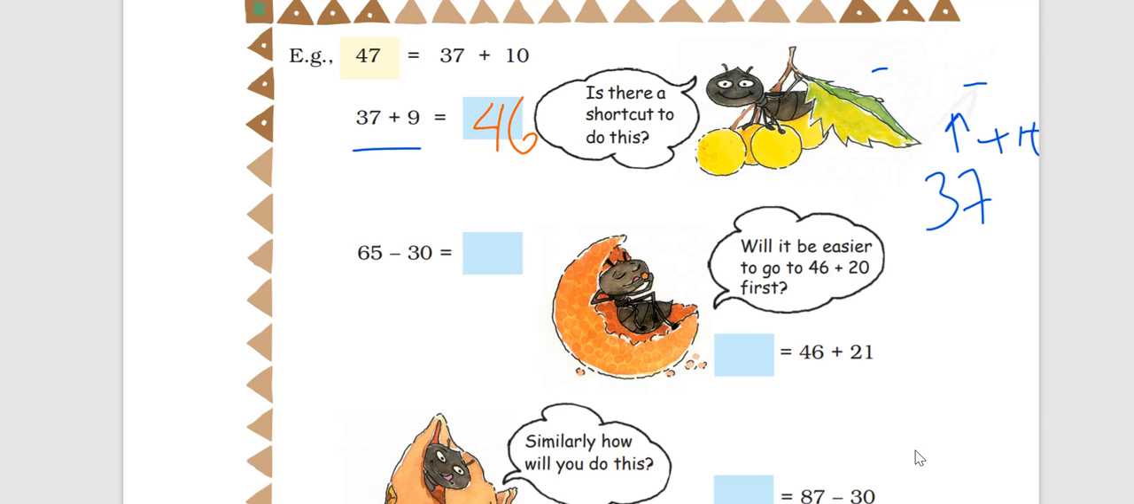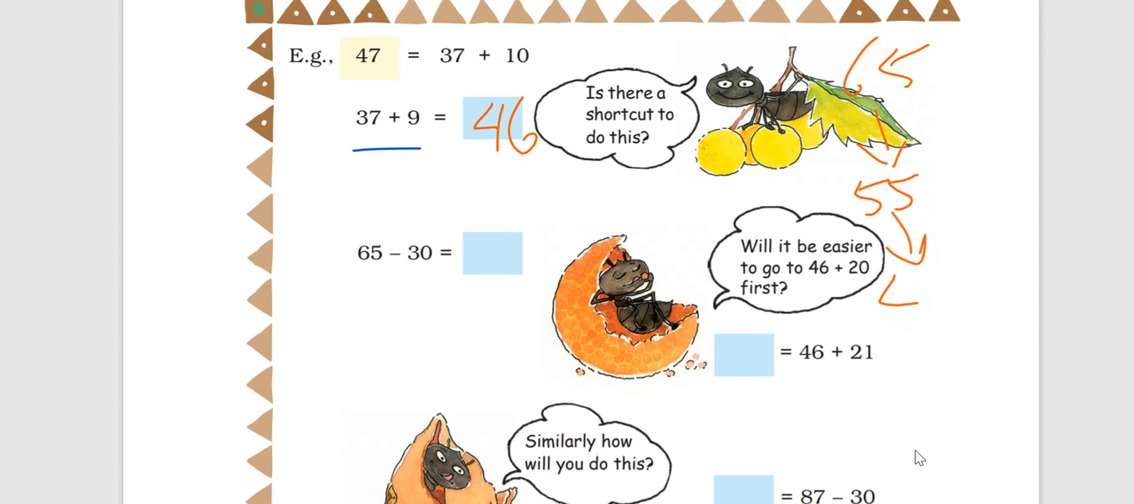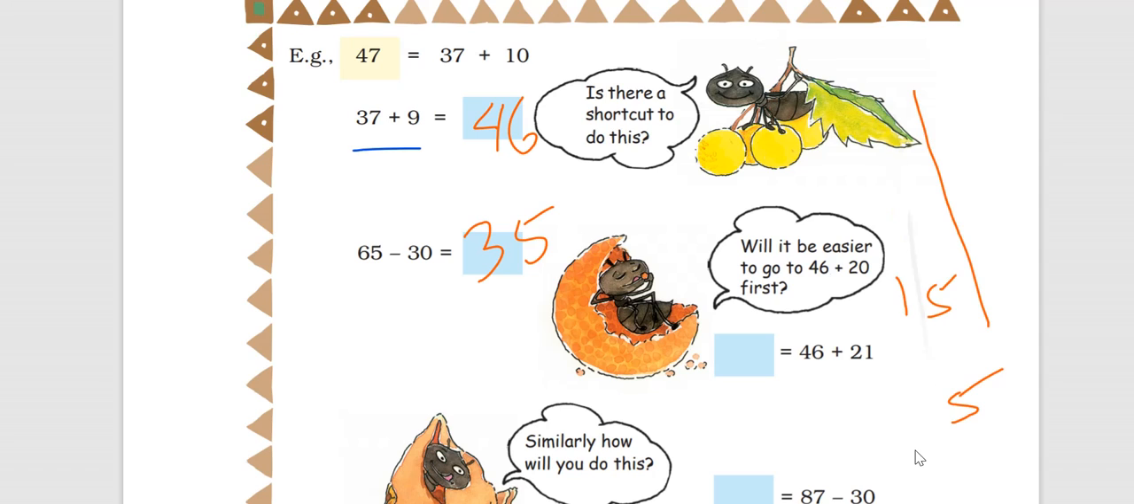Now, the next one is 65 minus 30. This is also very easy. 65 minus 30 is, come down 3 steps. 55, second step 45, and then third step 35. 65 minus 30 is 35. 1, 2, 3. 3 steps down. That is 30 minus.